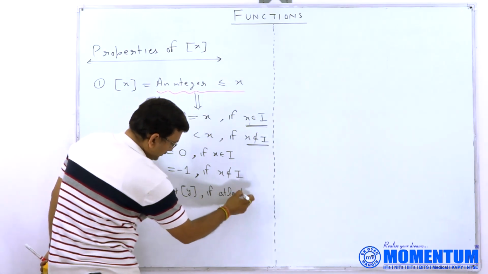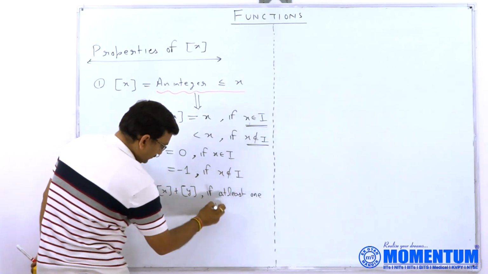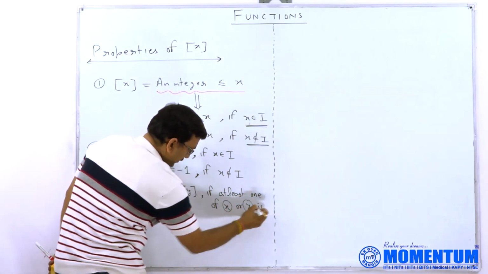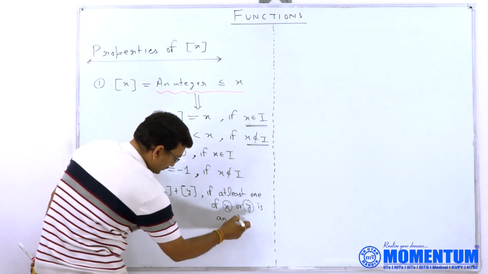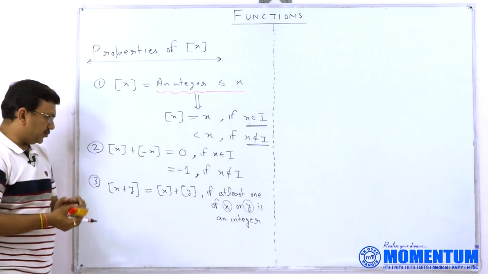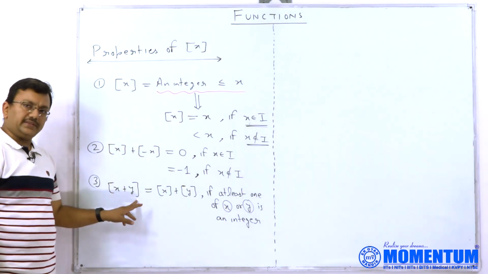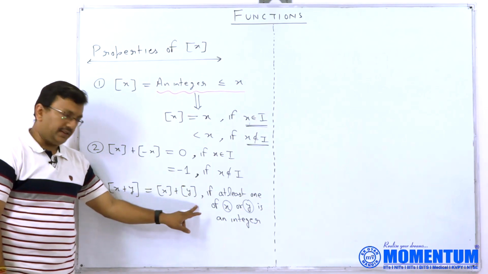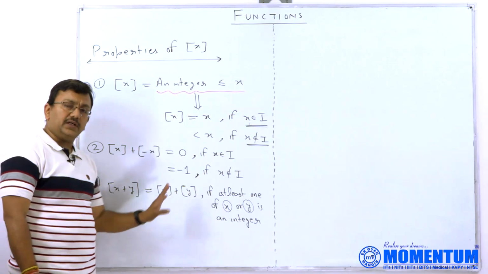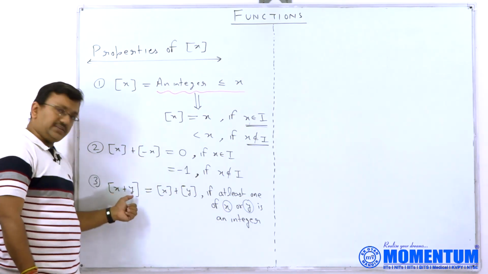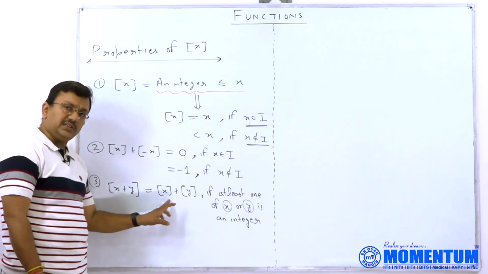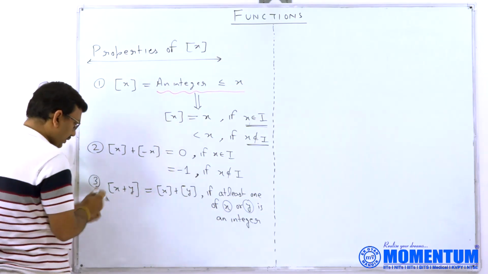if at least one of x or y is an integer. So according to this property, the sign of greatest integer gets distributed, but only and only when out of x or y at least one is an integer. x और y में से कम से कम कोई एक integer होना चाहिए. Only then we can distribute the sign of greatest integer.